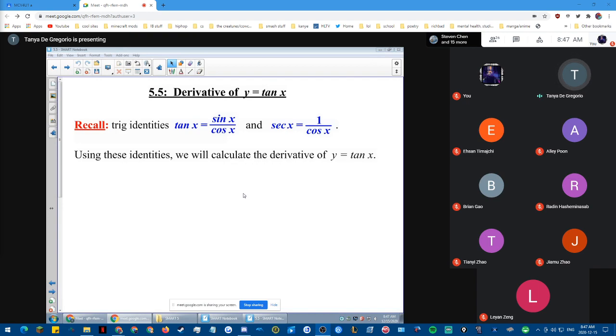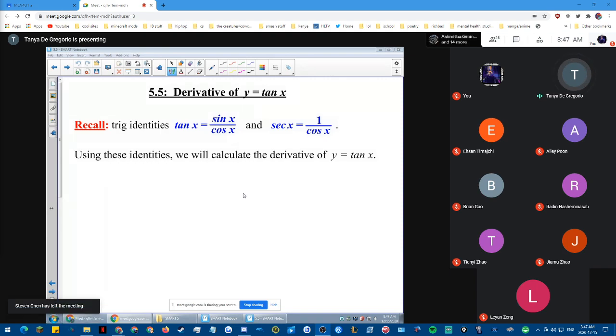Good. And what's the derivative of cos? Negative sine of x. Beautiful. Okay, very good. So now what we're going to do is figure out the derivative of tan. And we're going to develop it ourselves. Okay, what's the derivative of tan?